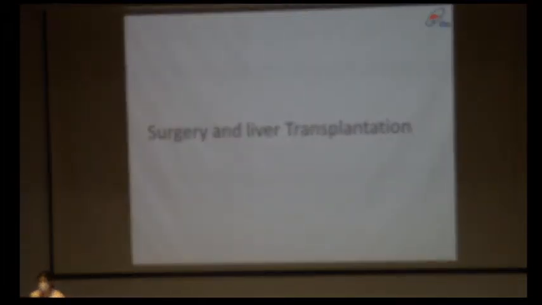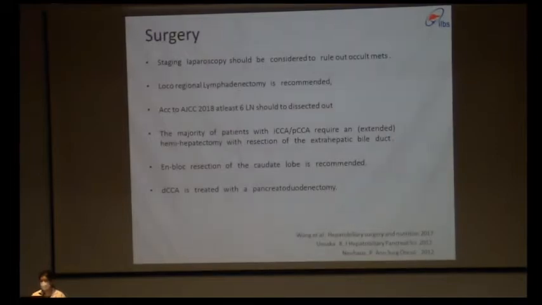Surgery and liver transplantation. Staging laparoscopy should be considered to rule out occult metastasis. Locoregional lymphadenectomy is recommended. According to the AHPBA 2018, at least 6 lymph nodes should be dissected out. The majority of patients with intrahepatic or perihilar cholangiocarcinoma require an extended hepatectomy with resection of the extrahepatic bile duct. En bloc resection of the caudate lobe is required, and distal cholangiocarcinoma is often treated with Whipple surgery.